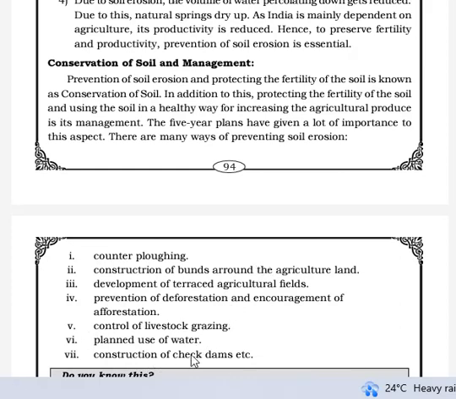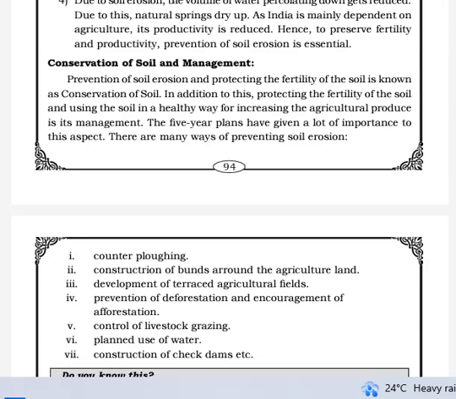And last is construction of check dams. Dams, you all know, no? They are used for storing the water. If there are check dams, then the problem of floods will not be there. So that will also help to prevent soil erosion.